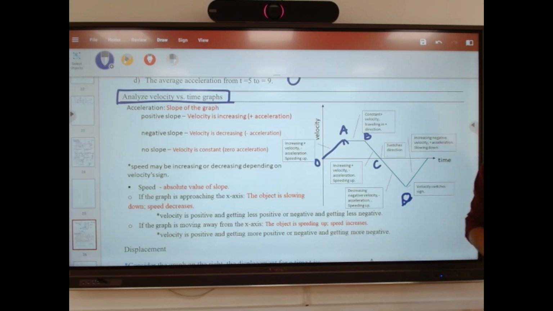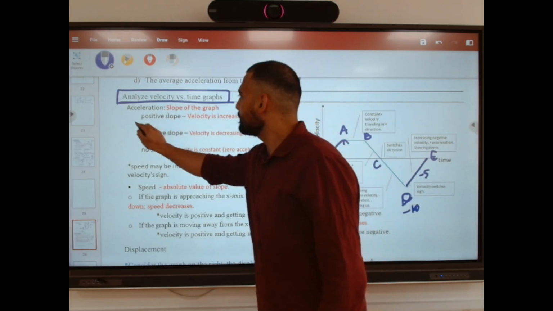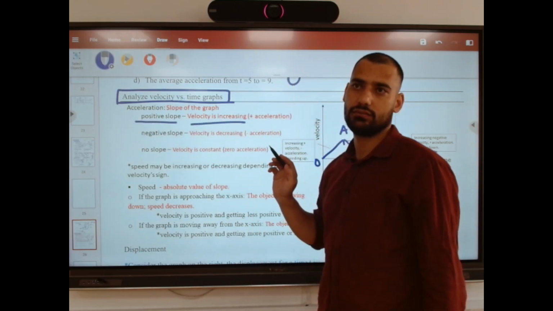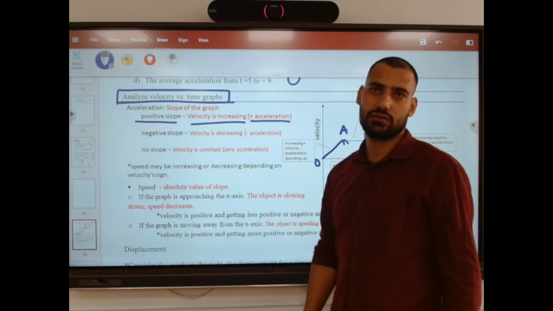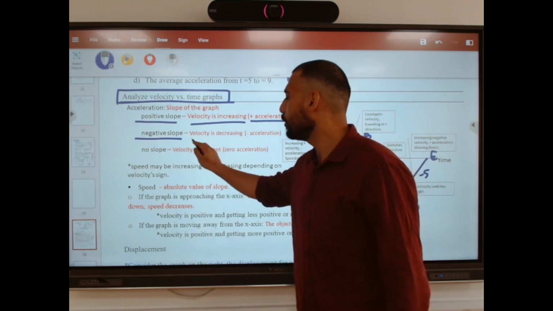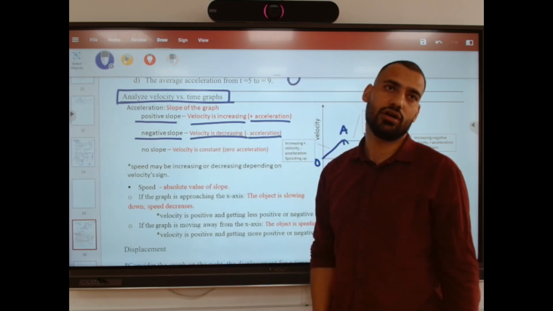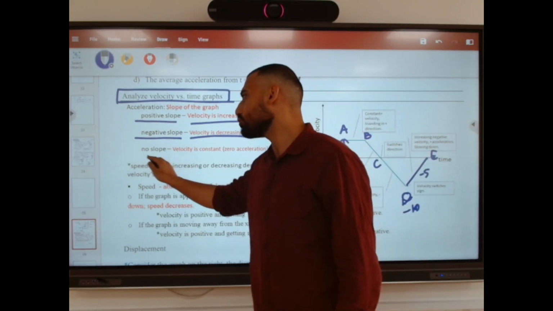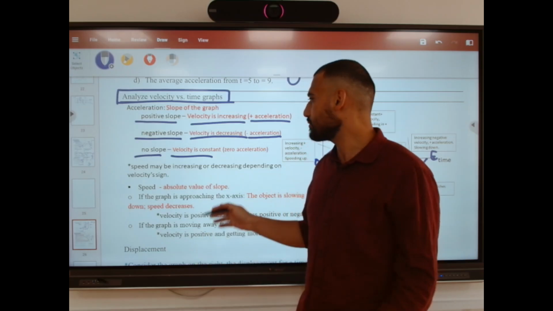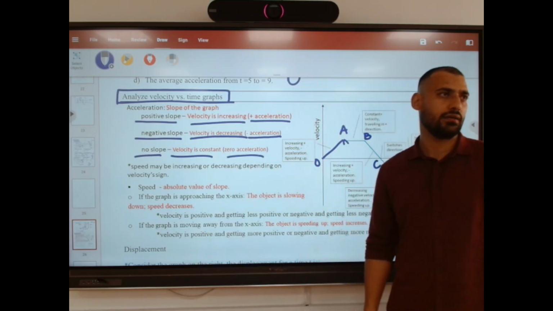Is that clear? And then from D to E, what is happening? The velocity is again increasing, although it is negative. It is negative 10 here, it is negative 5 here, it is 0 here. So it is increasing, isn't it? It is again acceleration. Is that fine? So that is it. When the slope is positive, velocity is increasing, so it means positive acceleration. When the slope is negative, velocity is decreasing, so it means retardation or negative acceleration. When there is no slope, velocity will be constant. When the velocity is constant, you know, 0 acceleration. Is that clear?